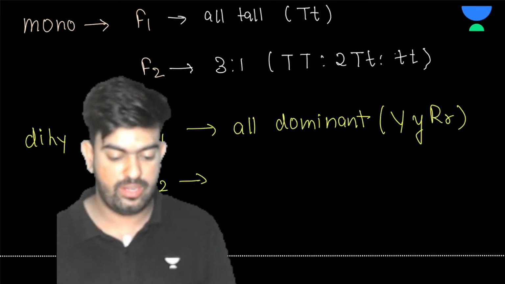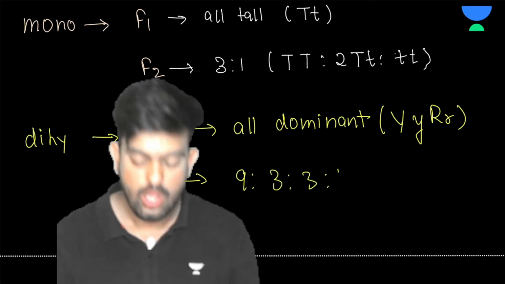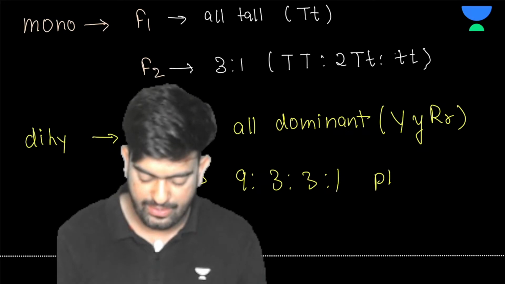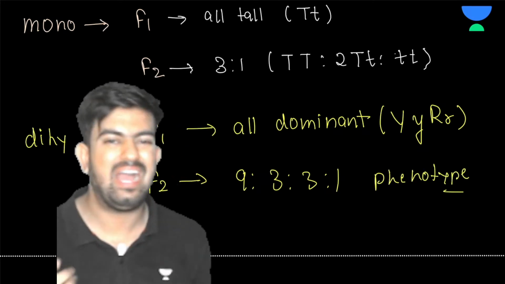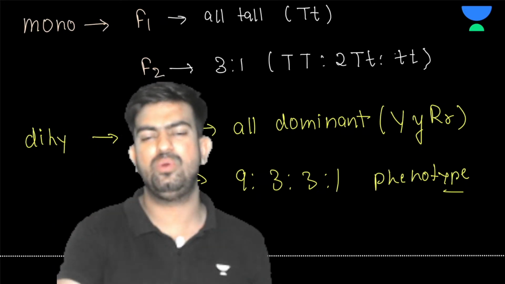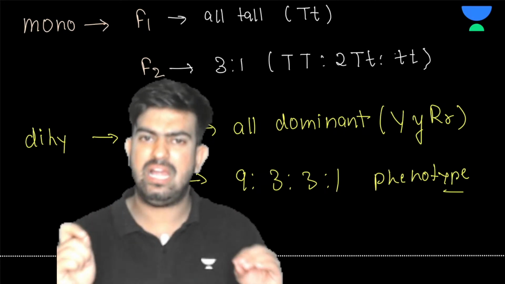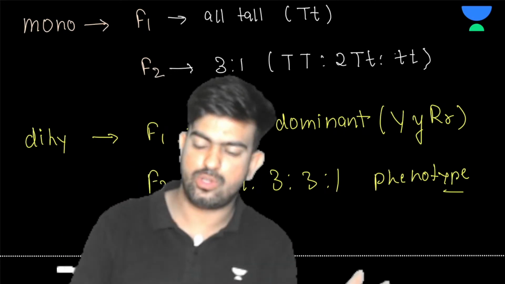In the F2 generation, sir, what happened? We had a 9:3:3:1 ratio for the phenotype. Yes or no? And you might be confused, sir, how can I learn the genotypic ratio of this particular thing in the dihybrid cross? My single answer will be, it's not required. Just learn the phenotype. It will help you to solve all the questions.